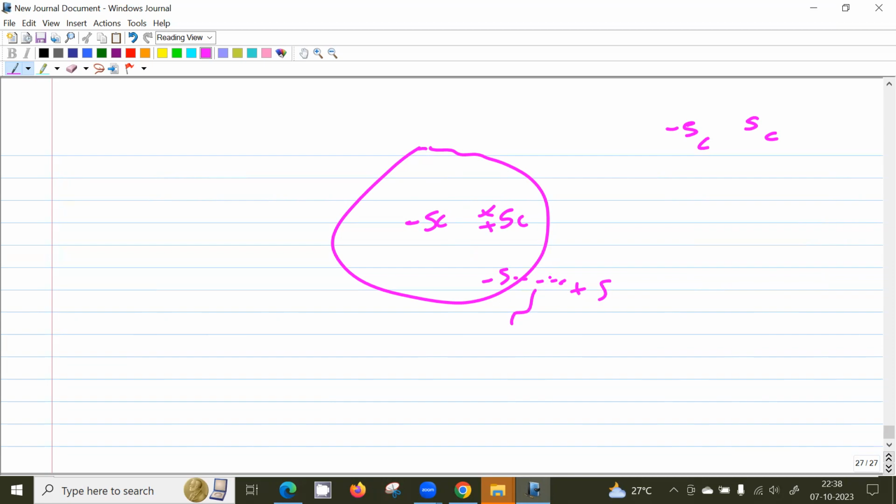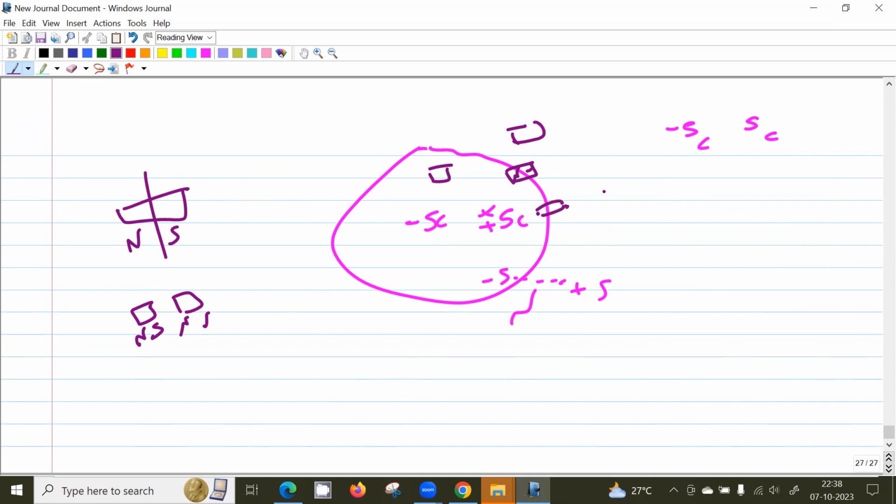But in magnetic charges, the source can be taken as a bar magnet, with north and south. If we try to break it, it will become two smaller magnets, each with north and south. So either the whole thing should be inside or the whole thing should be outside. I cannot keep a dipole like minus Q here and plus Q there.